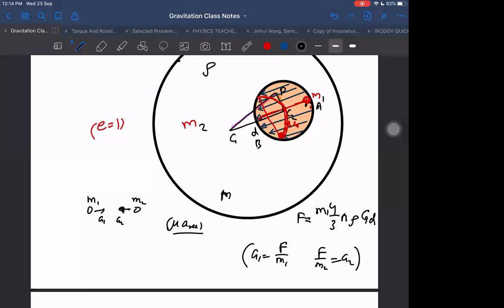So if they accelerate along the radial line towards the center, then it is so simple. There will be no torque, no rotation involved. Simply a1 is equal to f upon m1 and a2 is equal to f upon m2. So the net f upon mu will become a1 plus a2. 1 upon mu is 1 upon m1 plus 1 upon m2, if you remember. So f upon mu will become a1 plus a2, which is equal to mu into A relative. Can we get A relative here? Yes, I think we can get A relative easily.